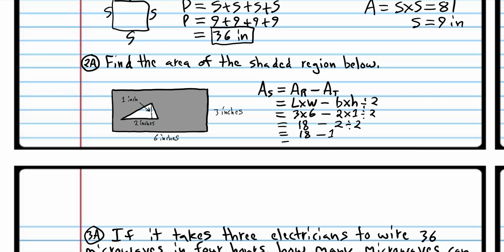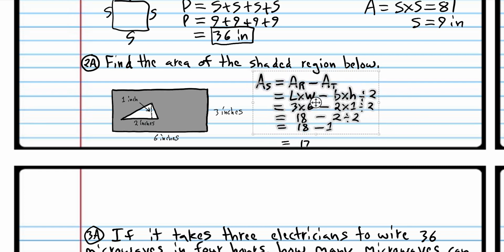18 minus 1 is 17. Now we do have to write... I've got to shrink this even more. Sorry, or just move it up. 17, and this is the area of the shaded region. This is two dimensions, it's area. So we have to write not just inches, we have to write square inches, with the 2 there. All right, so again, that's finding the shaded area with composite figures.